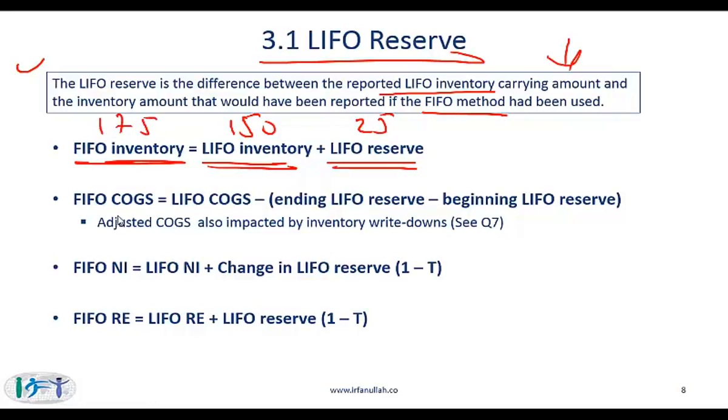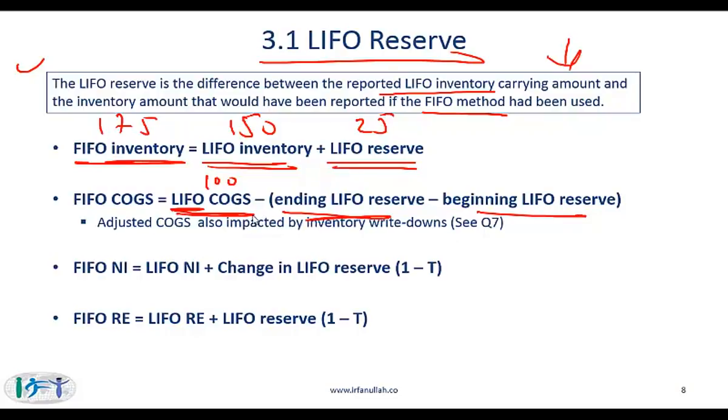Then you go to the income statement and you want to convert the reported COGS number from LIFO to FIFO. If the reported COGS number, let's say, is 100, since the company is using LIFO, the reported number is based on LIFO. How do you convert this to FIFO? What you do is the following. You take the LIFO COGS as your starting point and then you subtract the change in LIFO reserve. Change in LIFO reserve is the ending LIFO reserve minus the beginning LIFO reserve.